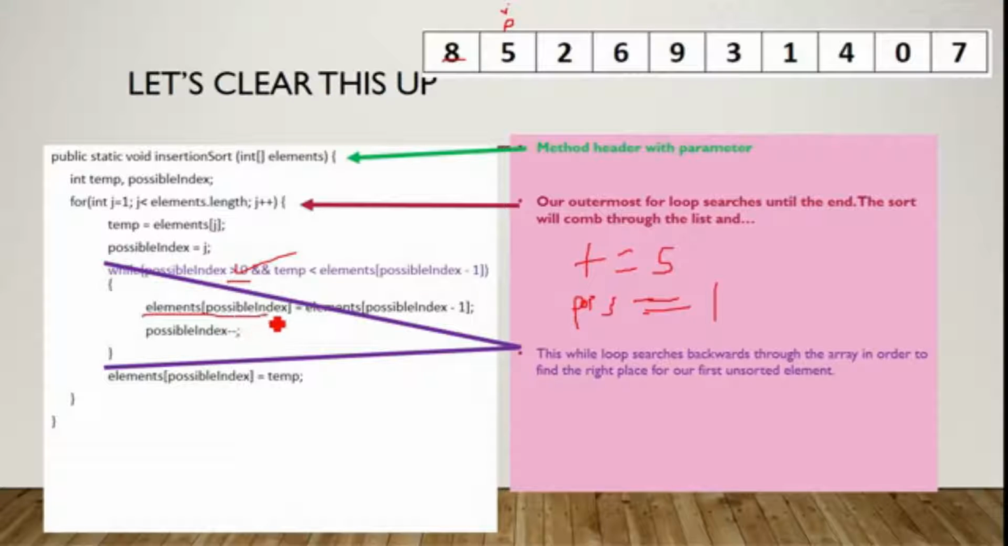So temp, which is 5, is less than the number at that index, which is 8. So we say that the element at possible index, which is 1, is going to be equal to the element at possible index minus 1, meaning this one is now going to be equal to 8. And then we're going to subtract 1 from possible index. So it is now 0.